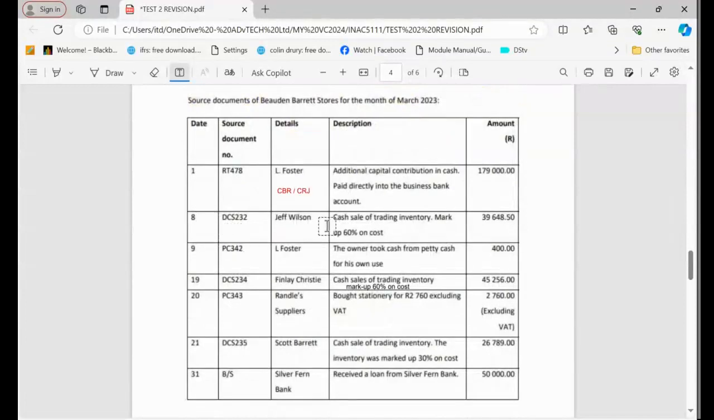On the 8th, they say cash sales of trading inventory. It means again we are receiving cash. We must also go to what? To the CBR, which is the cash book receipts or the cash receipt journal.